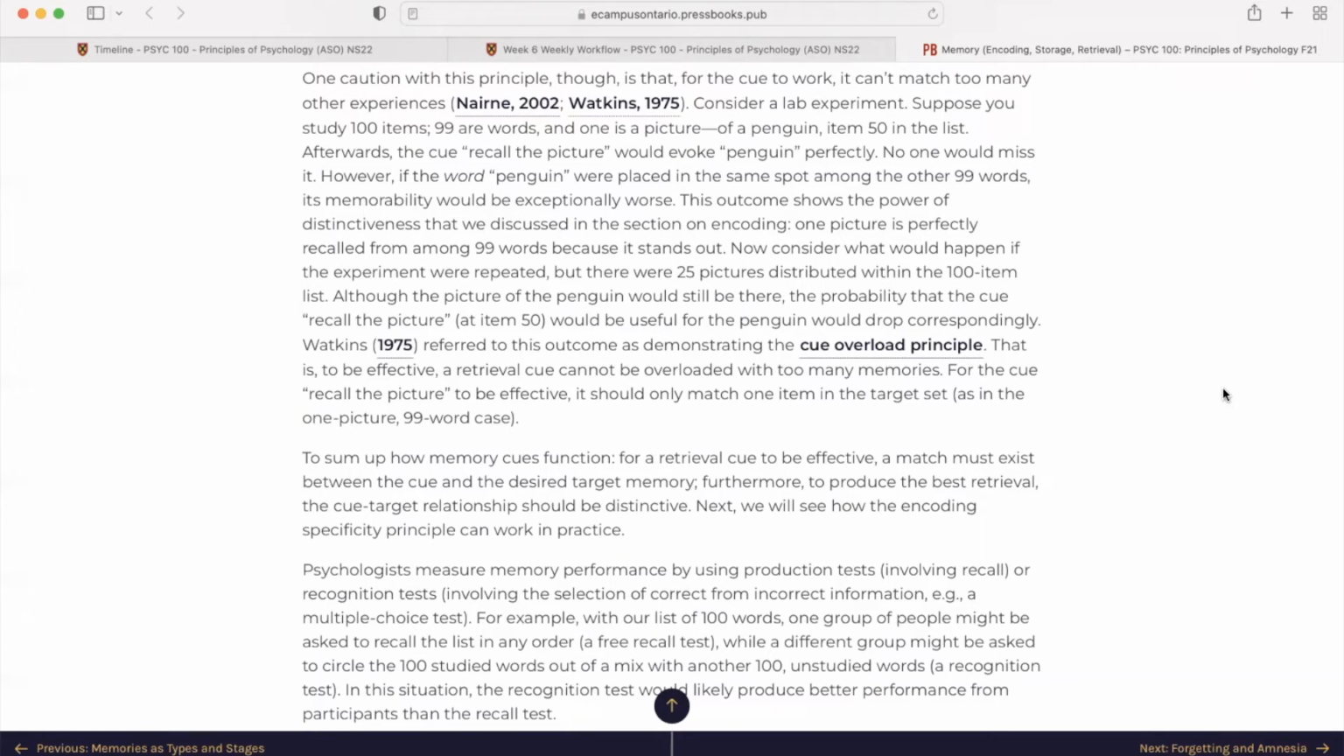For the cue, recall the picture, to be effective, it should only match one item in the target set, as in the one picture, 99 word case. To sum up how memory cues function, for a retrieval cue to be effective, a match must exist between the cue and the desired target memory. Furthermore, to produce the best retrieval, the cue-target relationship should be distinctive. Next, we will see how the encoding specificity principle can work in practice.